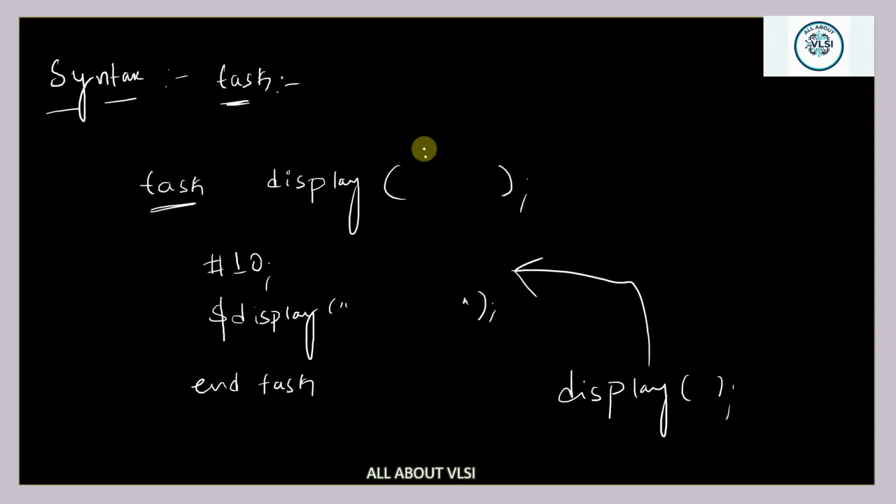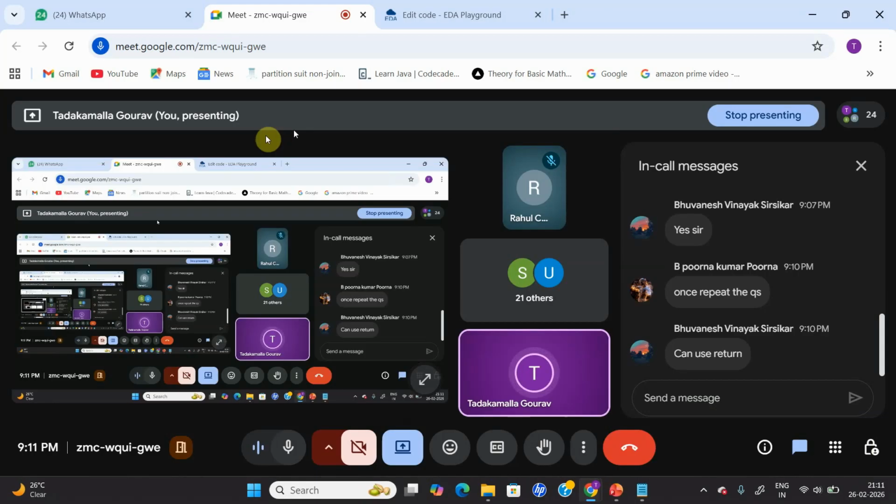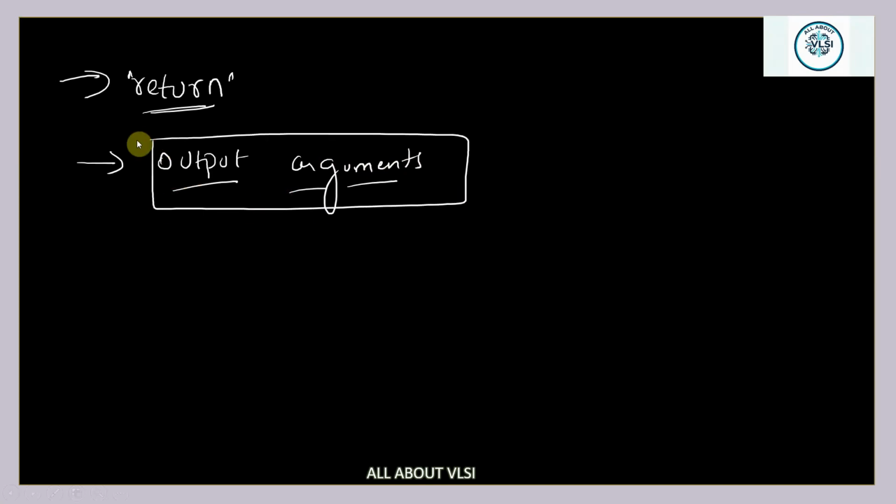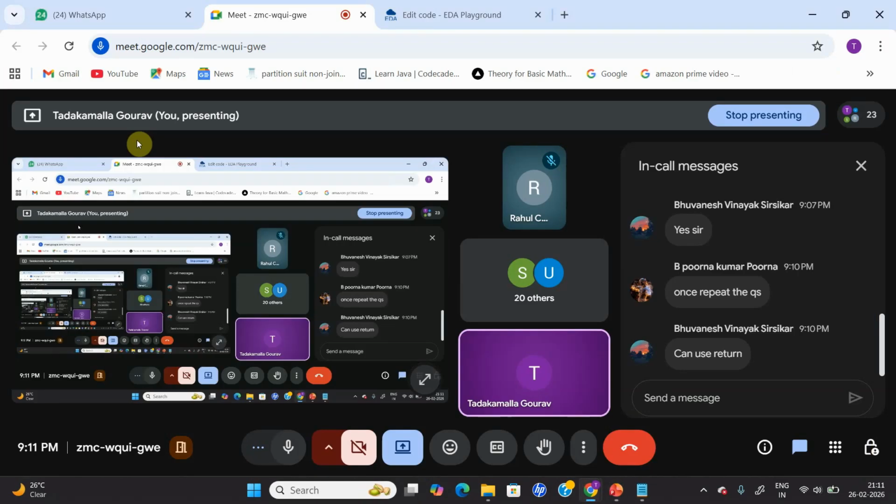For getting something from my task when I call it, I can use a statement known as return. So I can use this keyword, return, for getting some value. Also, I can use output arguments for getting some value from the task when I call it. Is it clear, guys?